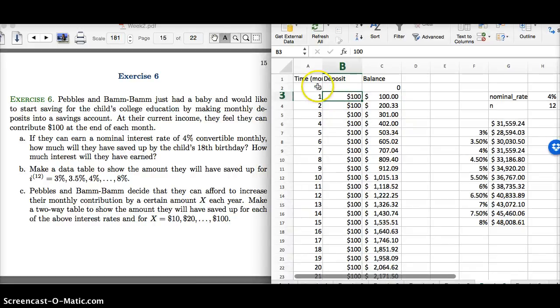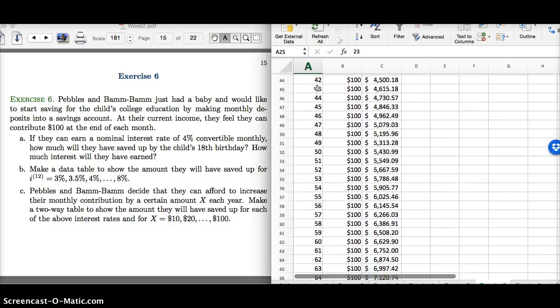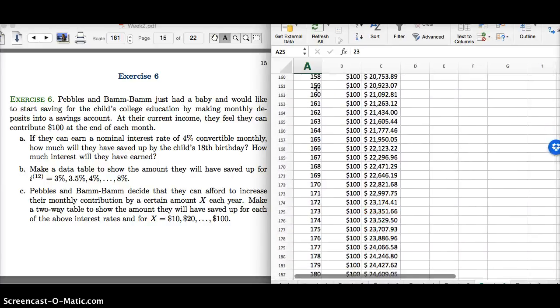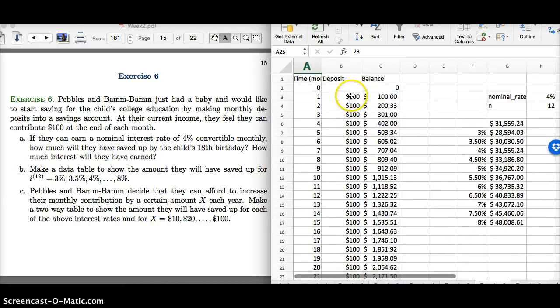We have our timeline in months, because the interest rate is convertible monthly. 18 times 12 is 216, so my timeline goes all the way down to 216, as you can see. In column B, I put in my deposits. I'm going to make a deposit of $100 at the end of each month. And then in column C, I'll compute the balance in the account the usual way.